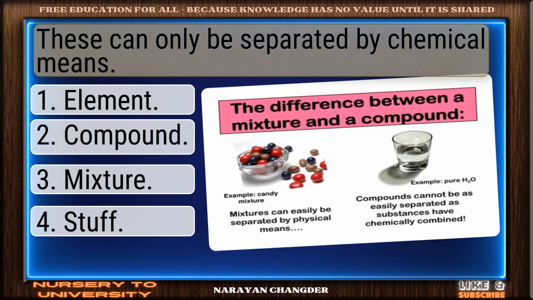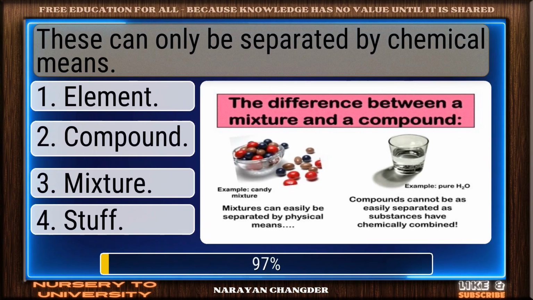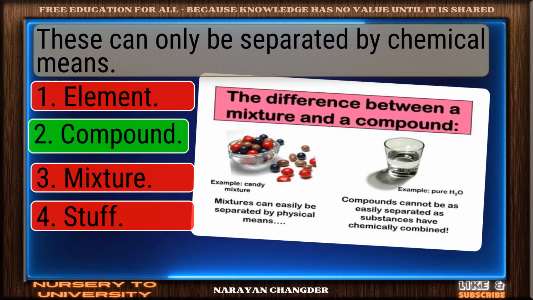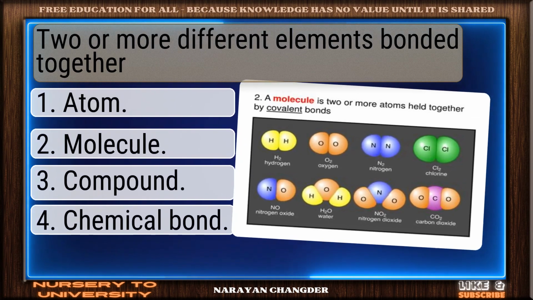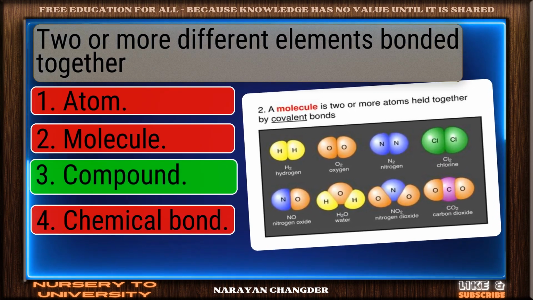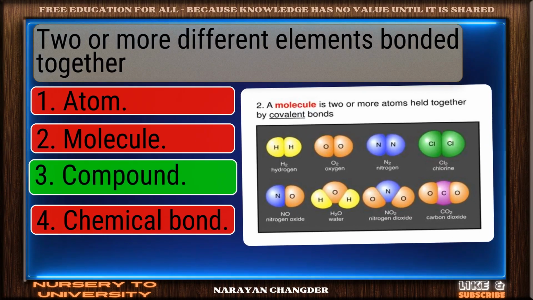These can only be separated by chemical means. Great job. Compound is the accurate answer. Two or more different elements bonded together. Exactly. Compound makes sense and it is the right choice.